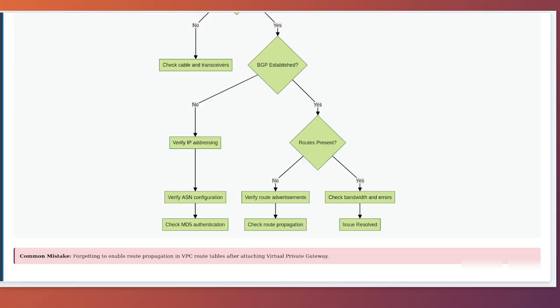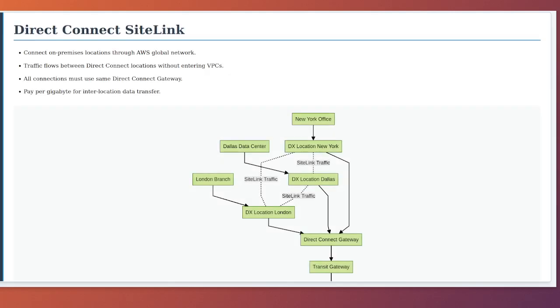Use traceroute in both directions to verify the path, and adjust BGP metrics to ensure both directions use the same path. If you recently made configuration changes and issues started occurring, systematically revert changes one at a time to identify the culprit. It is helpful to maintain a change log documenting what was changed and when, so you can quickly identify recent modifications. Direct Connect SiteLink.